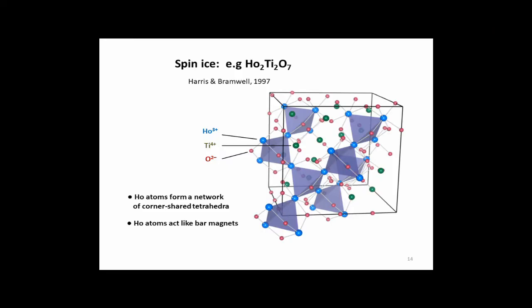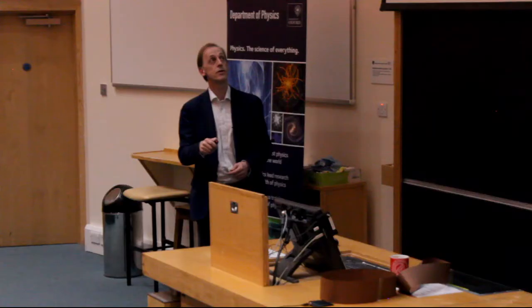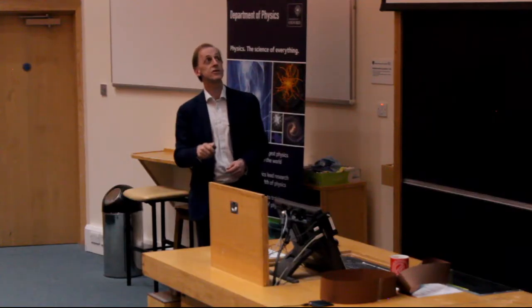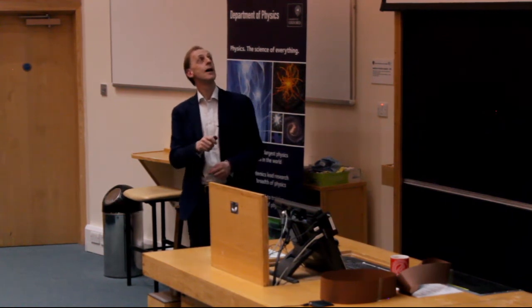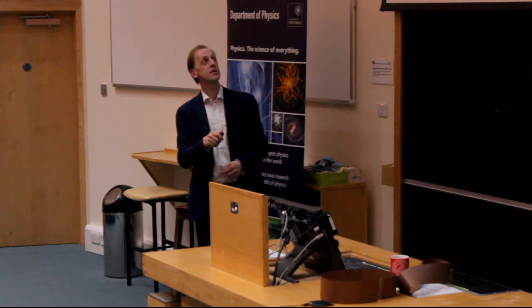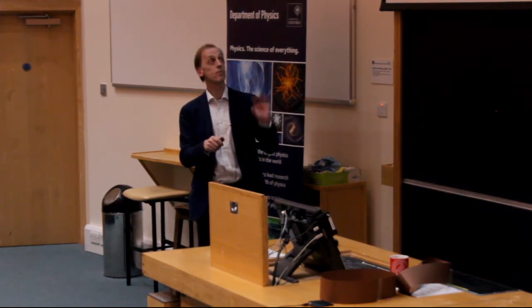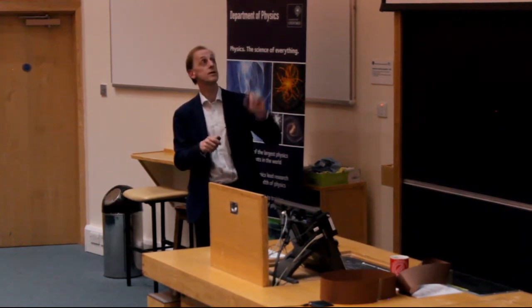If you look at this diagram, the holmium atoms in this structure form regular tetrahedra, which are joined together at their vertices. You can see this tetrahedron and that tetrahedron meet at that vertex there, and these two meet at this vertex, and so on. So inside this complicated structure, there's a network of these tetrahedra joined at the corners. And one thing we know about these holmium atoms is that they carry a magnetic moment, so they act like a little atomic bar magnet.